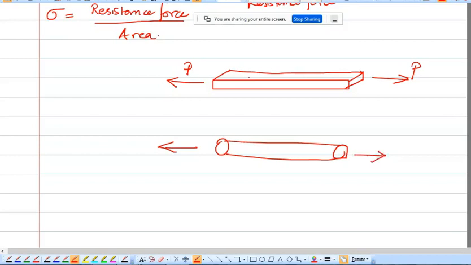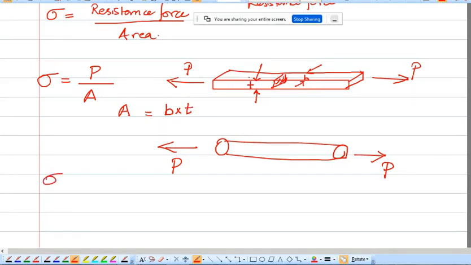Consider two bodies. One is a body with rectangular cross section, and another is a body with circular cross section. In both the cases, it is subjected to opposite forces P. So the resistance developed in the body will be equal to the applied force. So I can say the resistance force is equal to the applied force P, so P divided by A. What is A in this case? Area is the cross-sectional area. If you consider this as the thickness and this as the breadth, your area will be B into T.